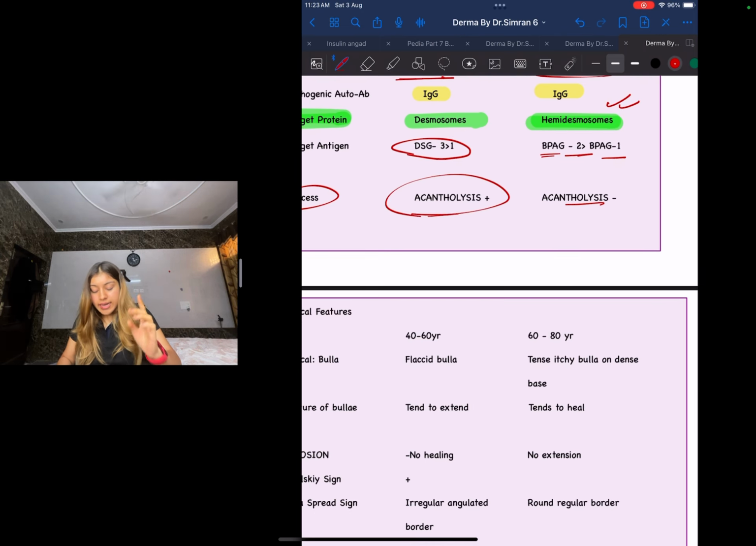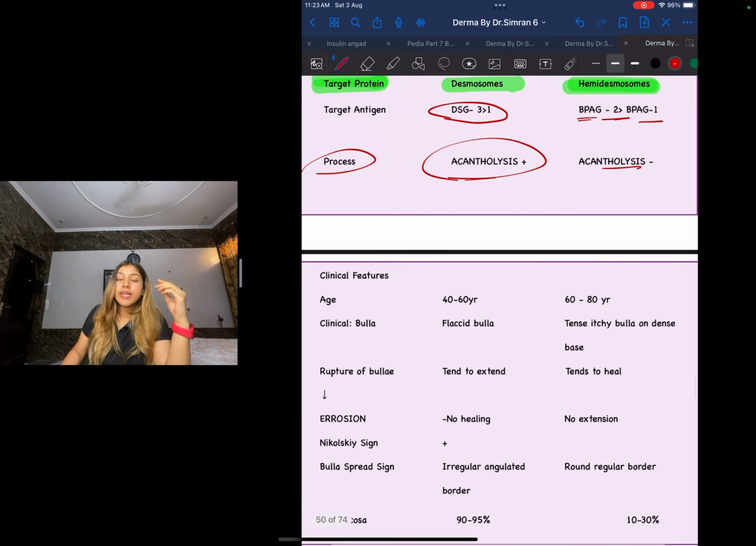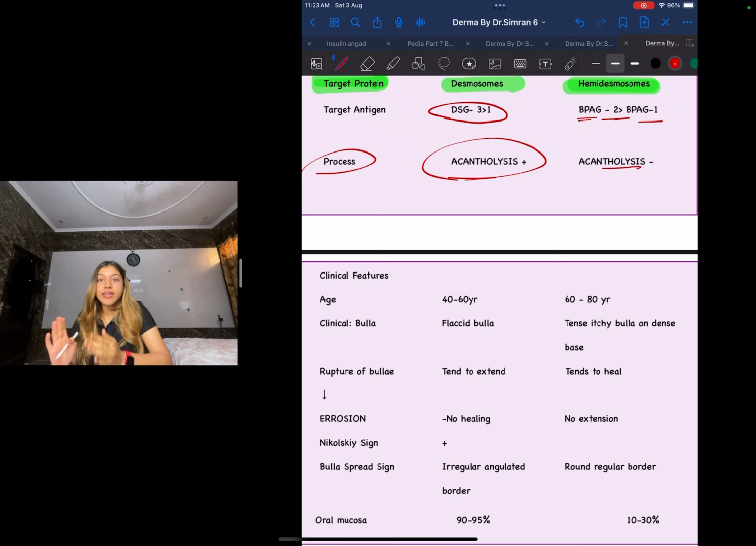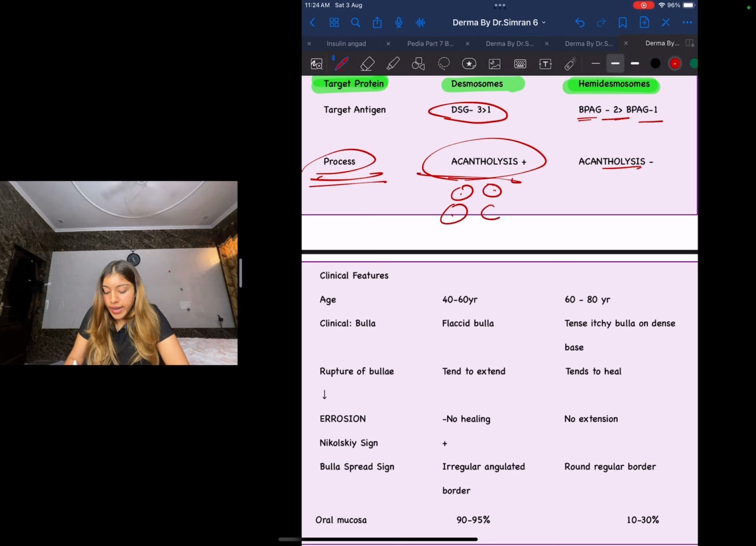Acantholysis. So guys, tell me one thing. If acantholysis is taking place, what kind of cells will I get? I will get acantholytic cells on Tzanck smear. We will discuss that later in the investigation. But I just want you to know, because of the process of acantholysis, I will get acantholytic cells on Tzanck smear for pemphigus vulgaris.